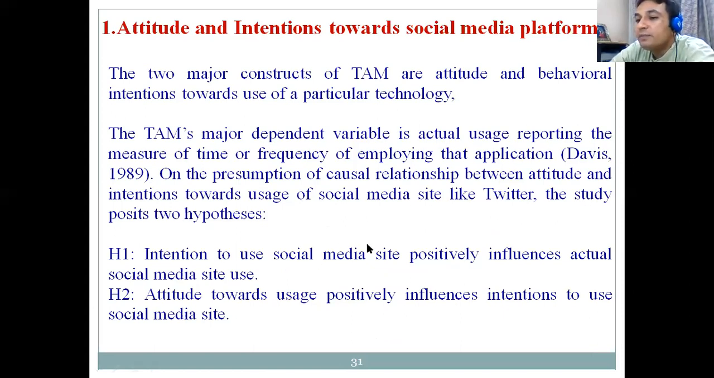Now the major dependent variable in TAM is the actual usage. On the presumption of the causal relationship on Twitter, the study posits two hypotheses. First, H1, intention to use social media positively. See, in this model building, I must tell you, we never use alternative hypotheses because we have already established a relationship. Some people may ask why we don't use H0.